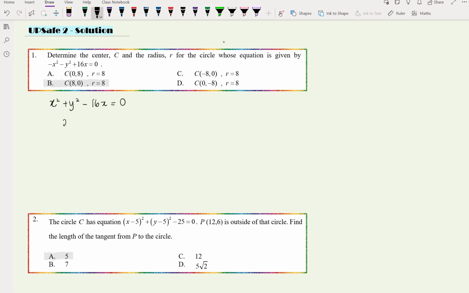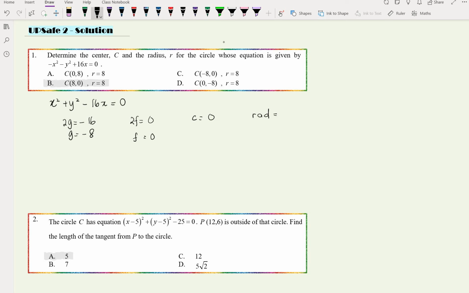So kita boleh terus compare 2g is negative 16. So g is equal to negative 8. And then 2f is going to be 0. So f kita is also 0 and c kita adalah 0. Jadi kita boleh kira kita punya radius. Okay, sebab soalan minta radius.